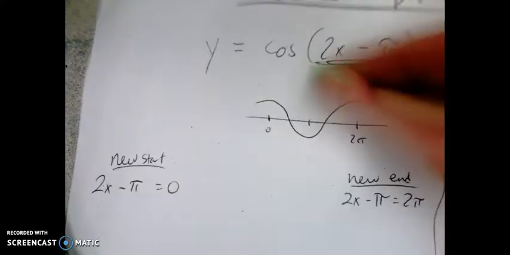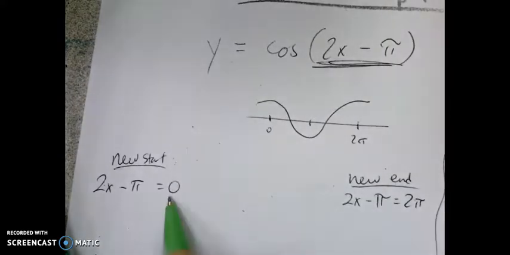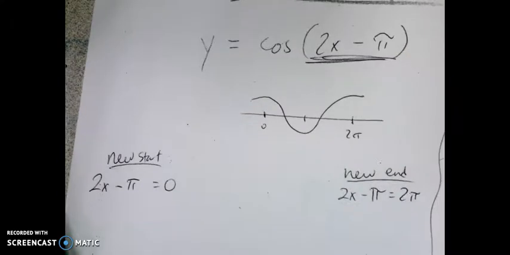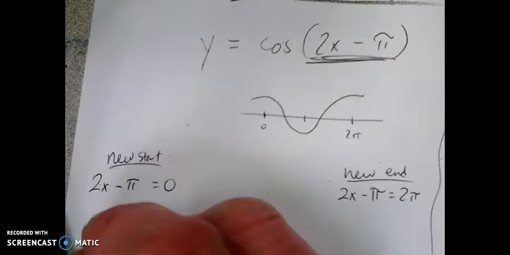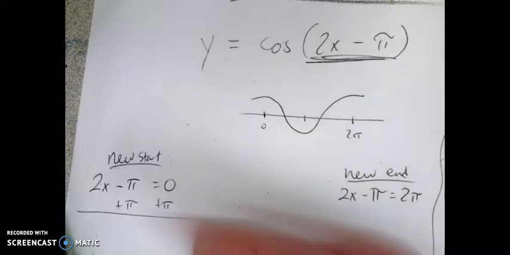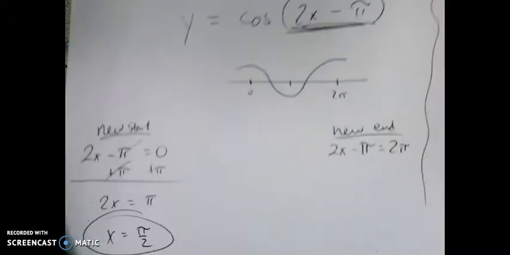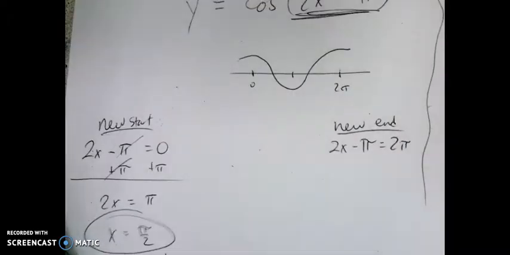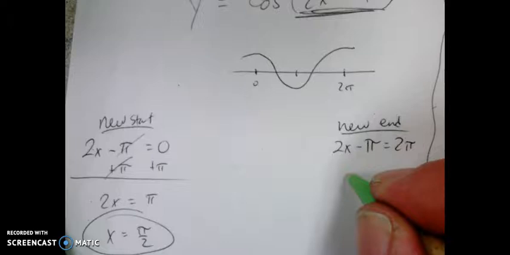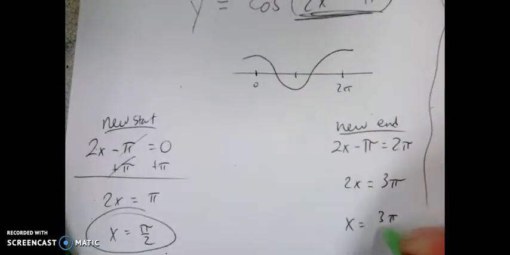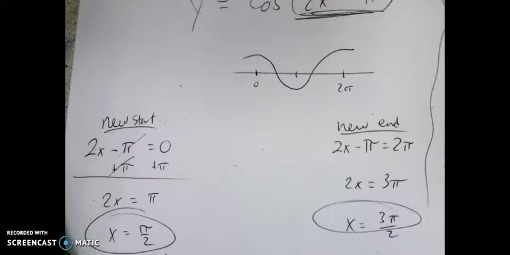So whatever they give you inside, set it equal to 0, that will find out where our 0 got shifted to. Set it equal to 2 pi, that will find out where 2 pi got shifted to. And if we solve this, go plus pi, 2x equals pi, so x equals pi divided by 2. On this side, if we add pi to both sides, we get 2x equals 3 pi, so x equals 3 pi divided by 2. Alright. So it goes from pi over 2 to 3 pi over 2.